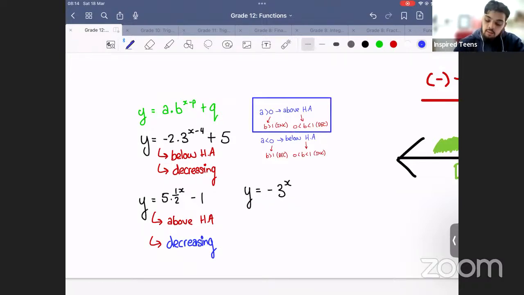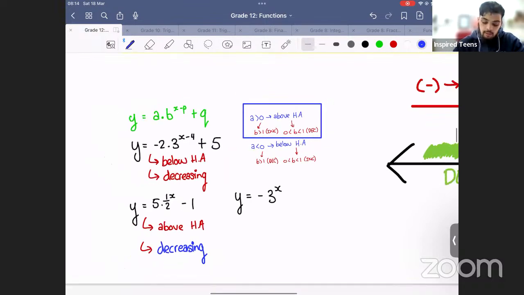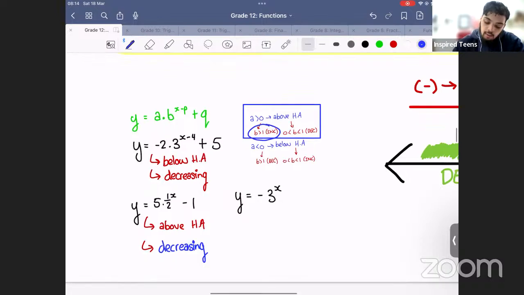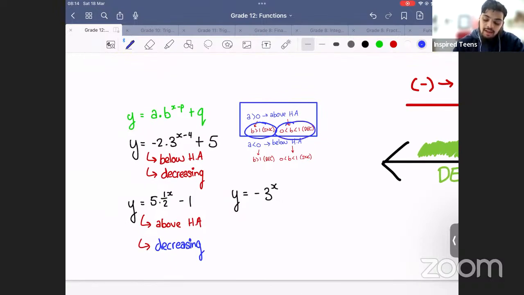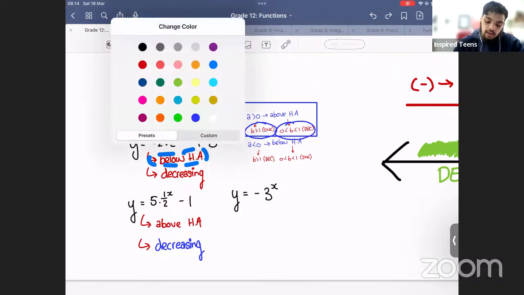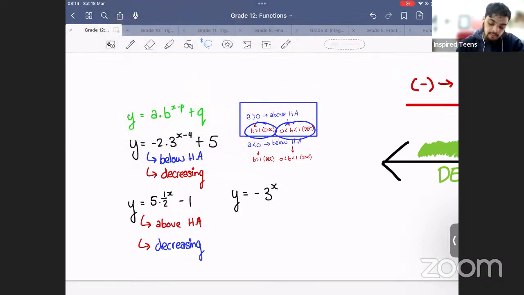Okay, so now that we're done working with A, because A is greater than 0, we said it's above the horizontal asymptote. Now why are we saying that it's decreasing? Because when it's above and B is greater than 1, it would be increasing. But when it's above and it's between 0 and 1, it's decreasing. And we can see that B, which is a half, is between 0 and 1, and it is therefore decreasing.